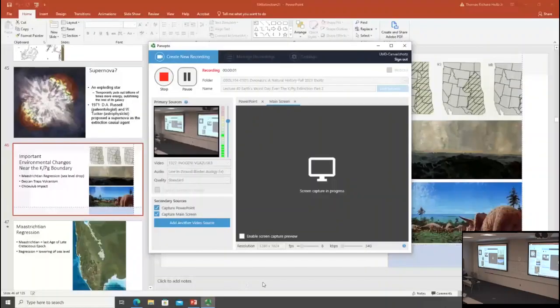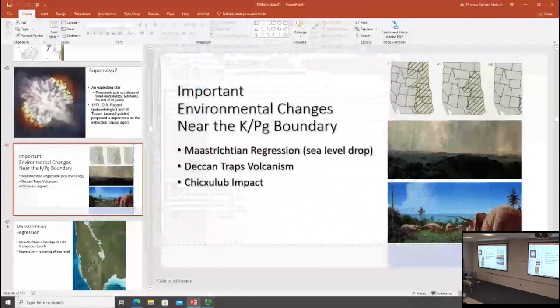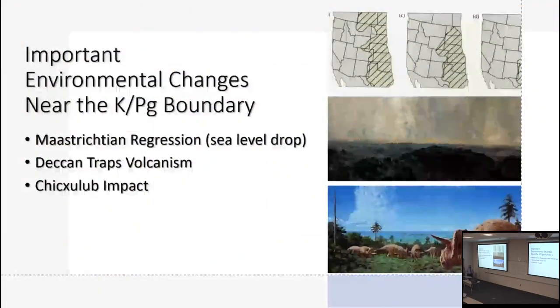So now that we've got the business stuff out of the way, we'll pick up where we are with regard to the Cretaceous-Paleogene mass extinction. And I need to put my remote in there.